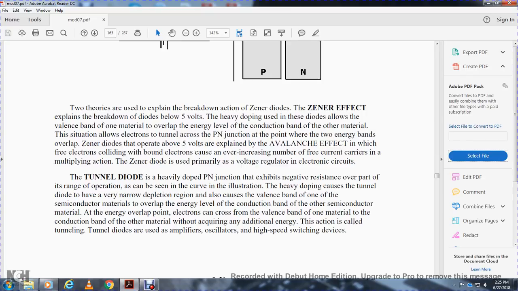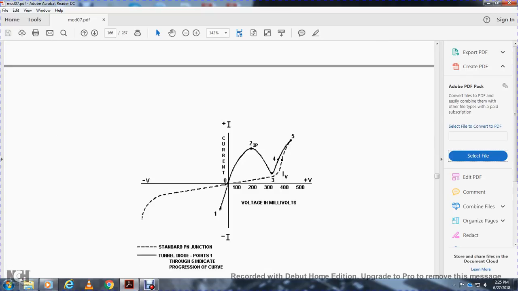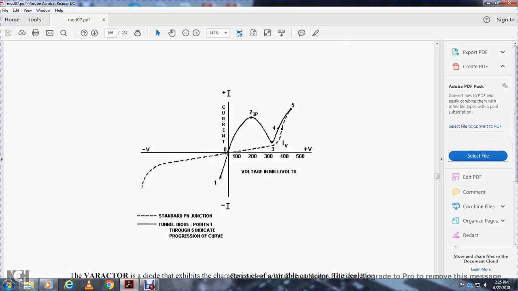Tunnel diodes are used in amplifiers, oscillators, and high speed switching devices. The illustration shows the voltage in millivolts, the tunnel diode curve through points 1 through 5, and the dotted line is a standard P-N junction.